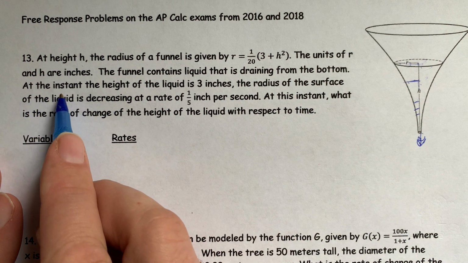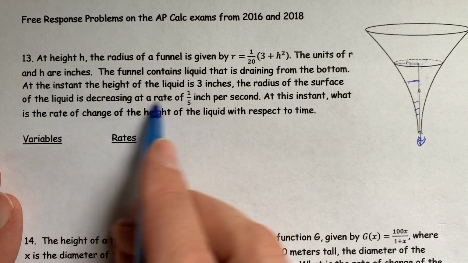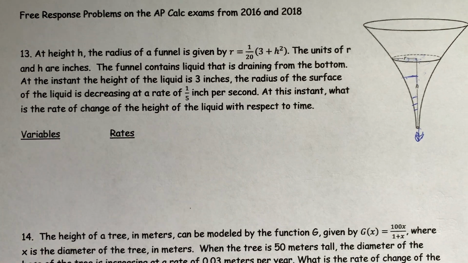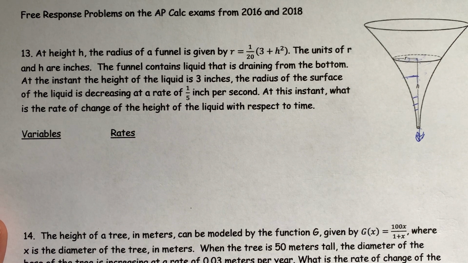At the instant the height of the liquid is 3 inches, the radius of the surface of the liquid is decreasing at a rate of 1/5 inch per second. At this instant, what is the rate of change of the height of the liquid with respect to time?